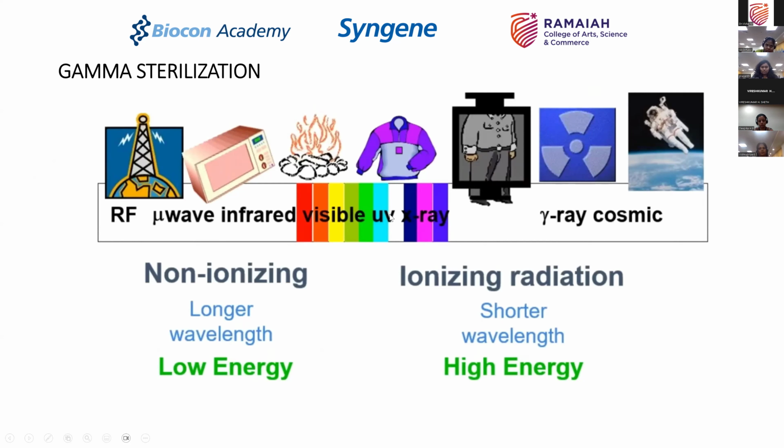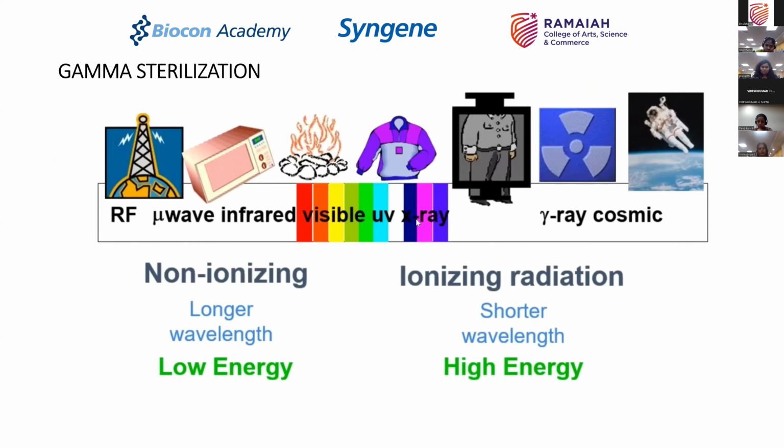Then you have the UV and the X-ray, which is moving towards the ionizing radiation. They have a shorter wavelength as compared to the radio frequency, the microwave, and the infrared. And they do have a higher energy. A reason why UV is preferred as a method of disinfection is also because it has a shorter wavelength and there is a higher energy as compared to the visible range.